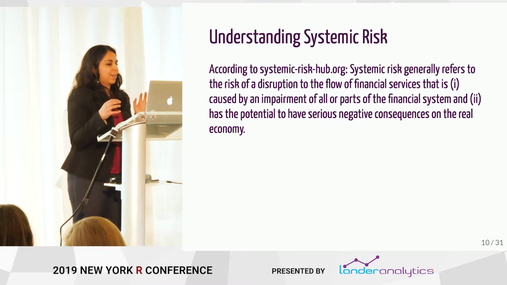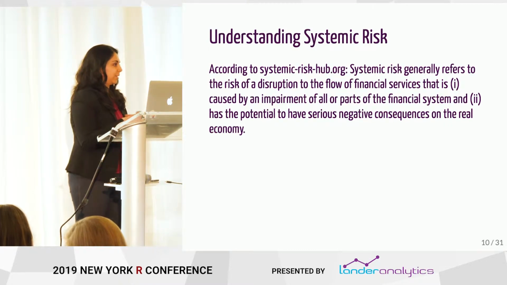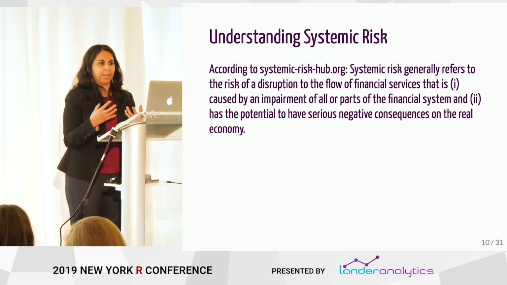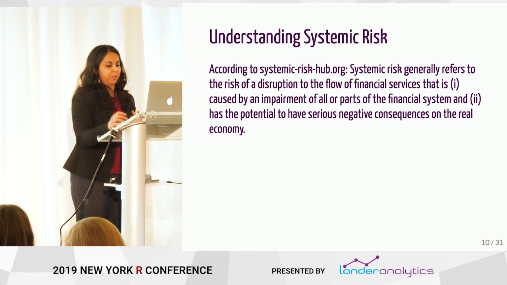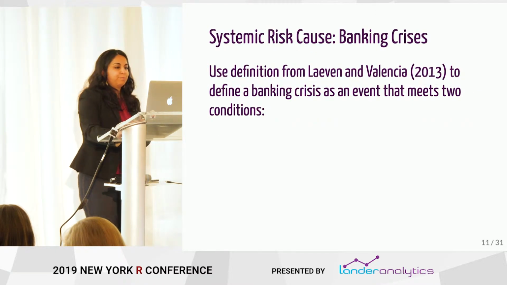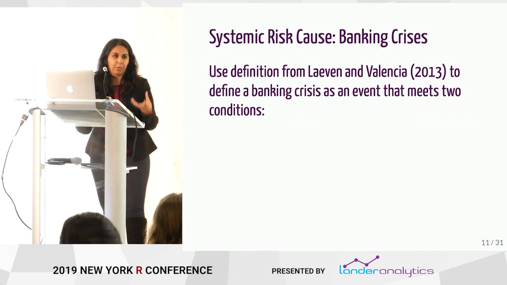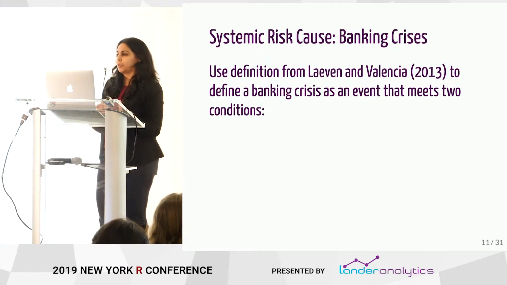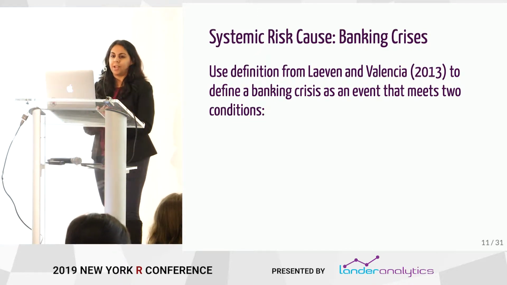The reason this is happening is because some of these institutions are very, very big and interconnected. So it's very hard to understand the ramifications as you see them speed along. Really the most fundamental or primary cause of systemic risk is banking crises. And to really understand what drives banking crises, you need to have a really good definition.